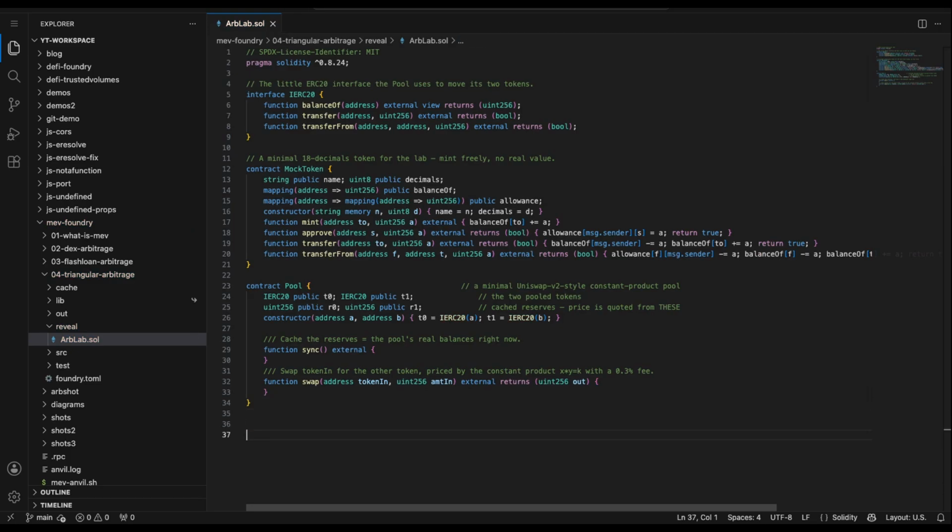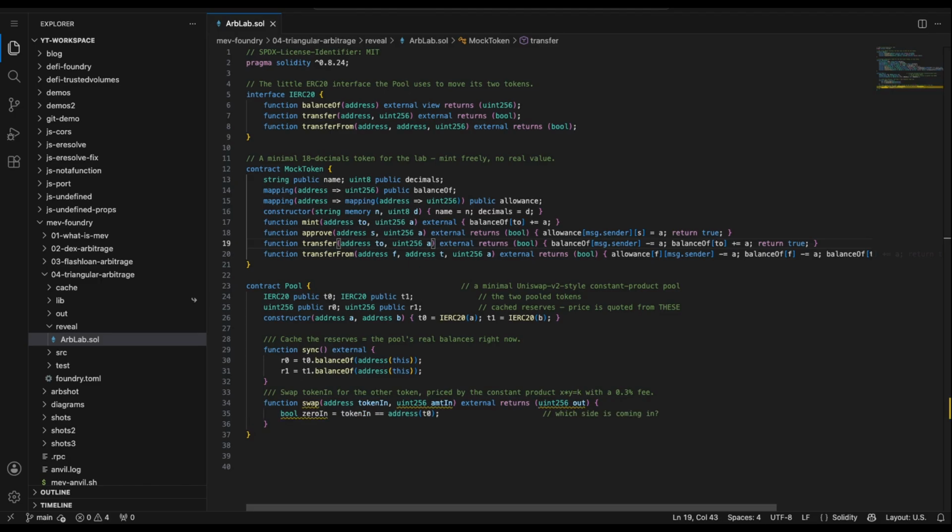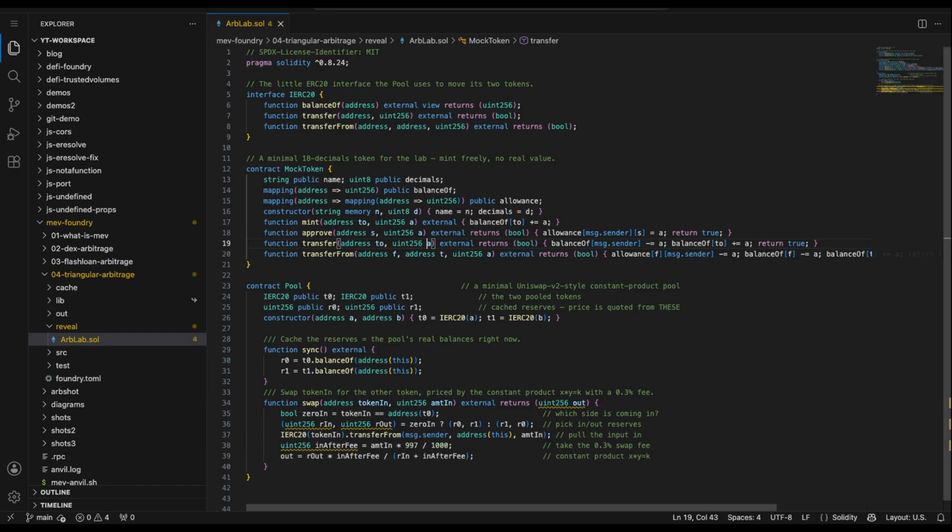Let's fill them. Here's the pool. Sync just caches the reserves, how much of each token the pool is holding, and swap is the heart of it. It works out which token is coming in, pulls it from you, and takes a 0.3% fee. Then the constant product formula. The output equals the other reserve times your input over this reserve plus your input. The important part is what that formula does as your trade gets bigger, and we'll see it bite in a minute. Finally, it updates the reserves and pays you out.